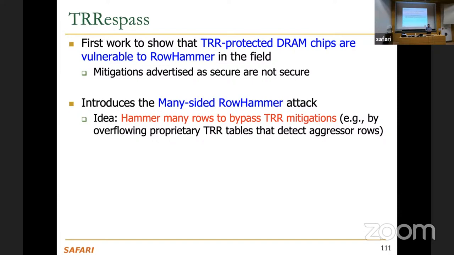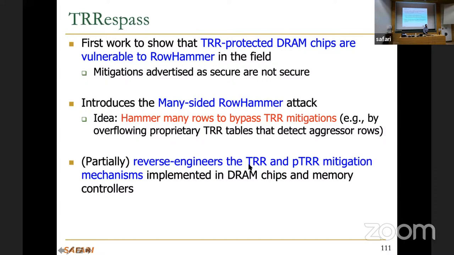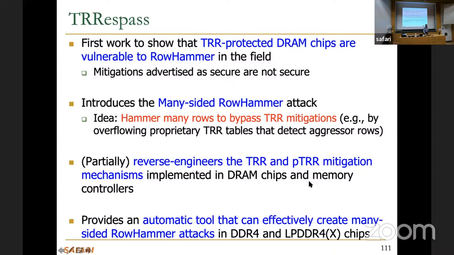You need some insight into what's going on in the underlying mechanism. How do you gather that insight? Well, our FPGA-based infrastructure, the SoftMC infrastructure, enables us to figure out what's going on in the DRAM chip just enough so that we can craft an access pattern that induces these bit flips. I'm not going to go into a lot of detail here, but you can partially reverse engineer the mechanisms implemented in DRAM chips and memory controllers. And there's also an automatic tool that can effectively create many-sided RowHammer attacks in real chips.